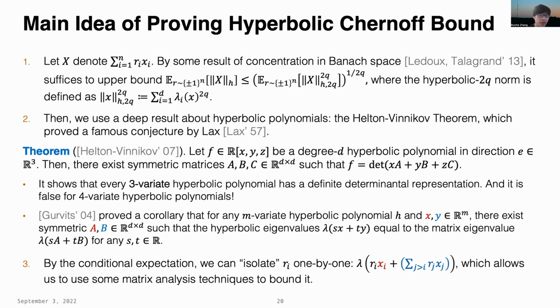And by conditional expectation, we can isolate each random variable ri one by one and just consider the hyperbolic eigenvalue of ri xi plus the sum of the remaining rj times xj, which correspond to the 2 vectors x and y, and we can use the Gurvits corollary and some matrix analysis techniques to bound the 2q norm.